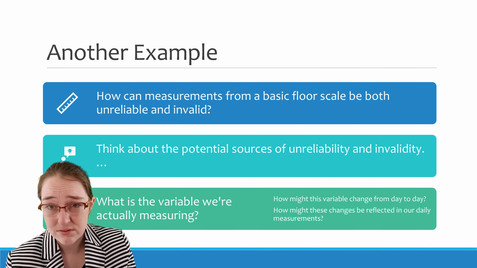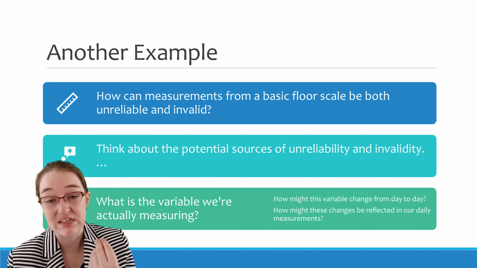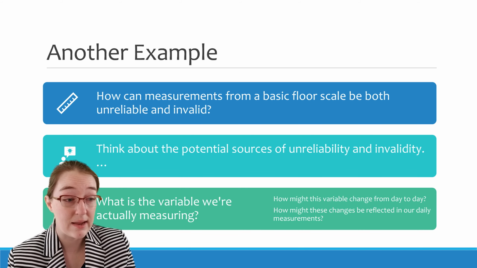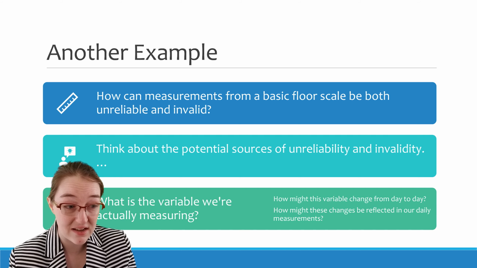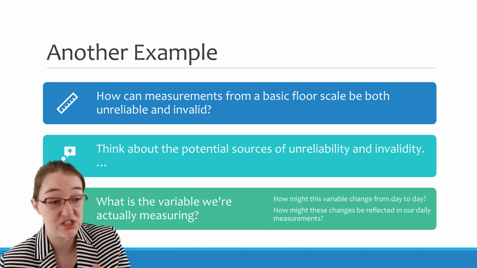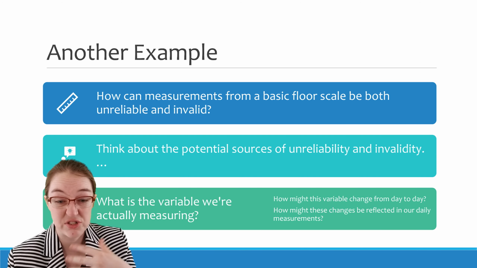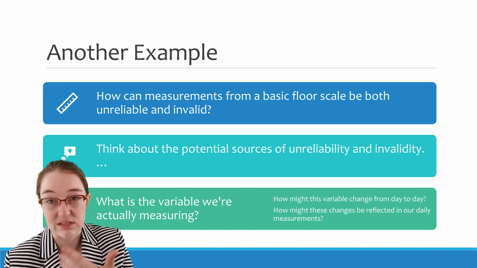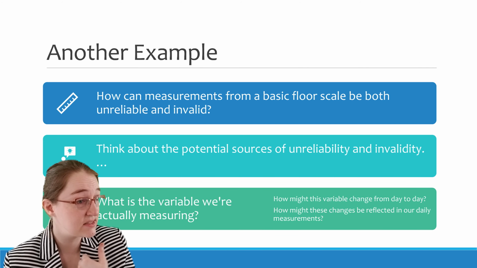So what are some of the variables we're actually measuring? How might this variability change from day to day? And how might these changes be reflected in our general measurement? If our measurement changes from day to day, how much of that change can be attributed to actual changes in weight, or extraneous things like the weather or glitches in the scale, or just the irritability of our cat subject?